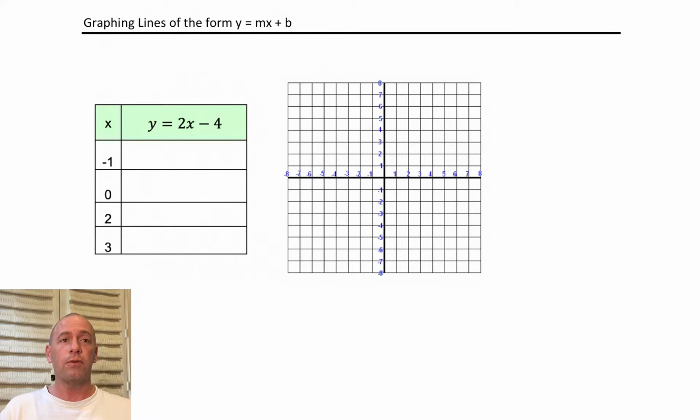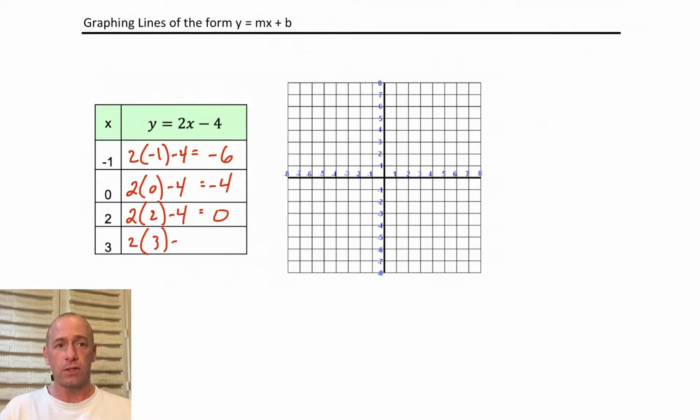To start, 2x minus 4 is y. What we're going to do to graph this is choose some values for x, substitute it in, and see what y would equal. So if x is negative 1, I substitute that in, y is equal to negative 6. If x is 0, y will end up being negative 4. If x is 3, y ends up being 2. So I've got 4 points.